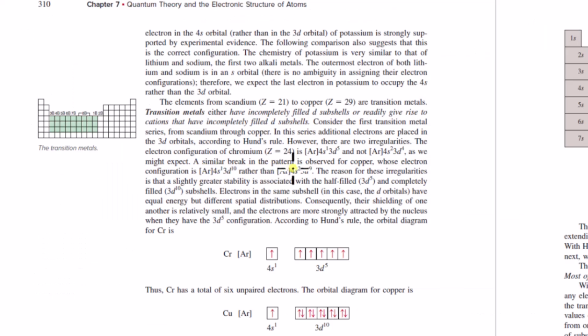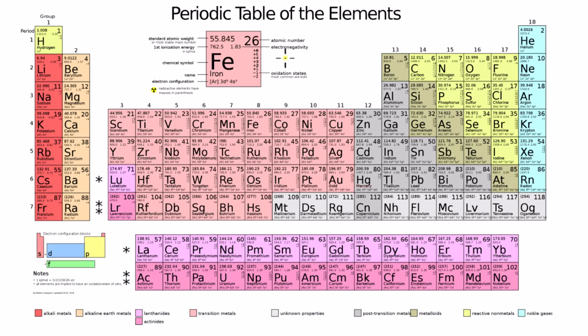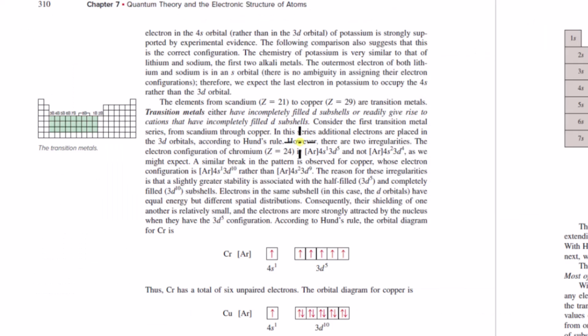But then we break the pattern again for copper, whose electron configuration is 4s1, 3d10, with the argon core, rather than 4s2, 3d9. So you get to copper, and you would think you would have 4s2, 3d9, but instead you take that 4s2 electron and put it into the 3D orbital, so you get the completely filled 3D orbital. And it explains kind of why you do that.